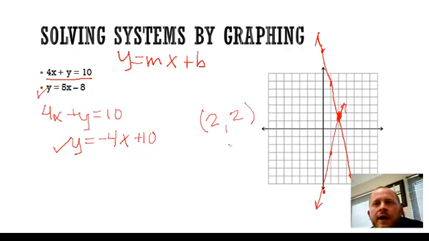What you can do to go back and check is plug these in for your x and your y value. Plug them back into each equation, and it should give you the correct answer, equal on both sides of the equal sign. So that's how you do it with graphing.